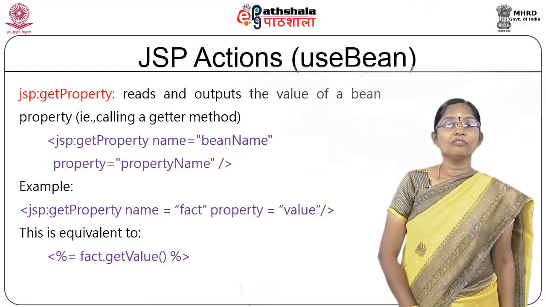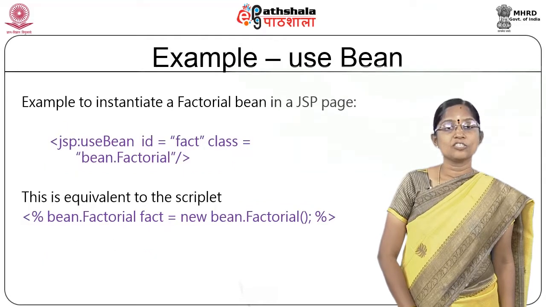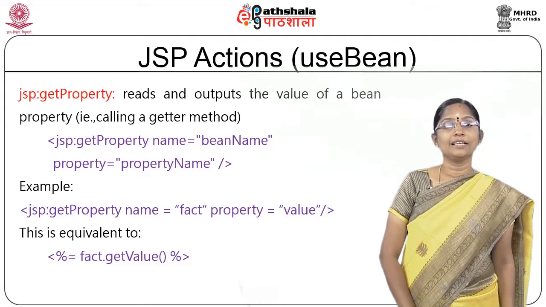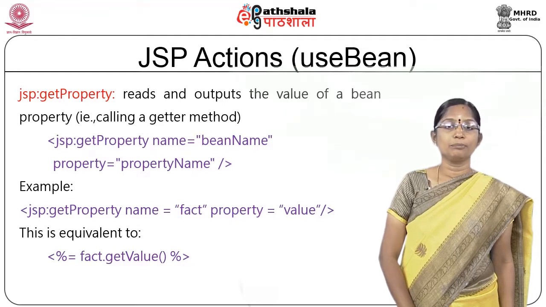Next, along with this use bean property which instantiates an object for the class, we can have two more properties which are used for reading and writing the value for the object. That is called set property and get property. Get property means it reads and outputs the value of the bean property. You can go through JSP get property, where name is equal to name of the bean and property is equal to name of the property.